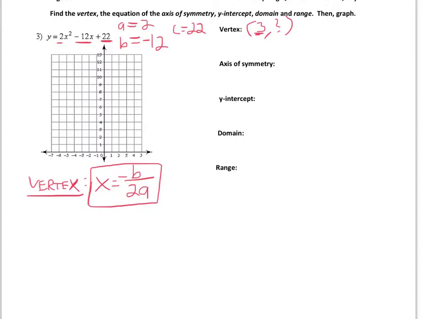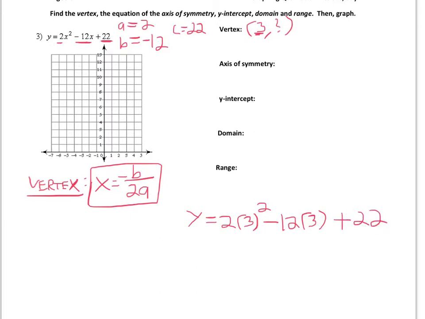So y equals 2. Instead of 2x squared, it becomes 2 times 3 squared. Then minus, instead of 12x, it becomes 12 times 3. And then I put the plus 22.